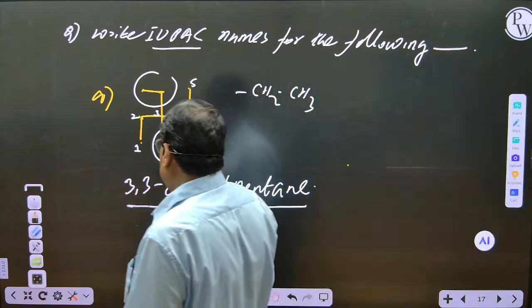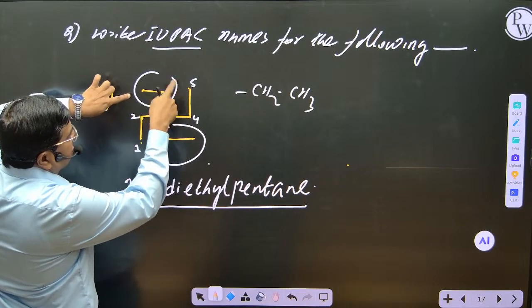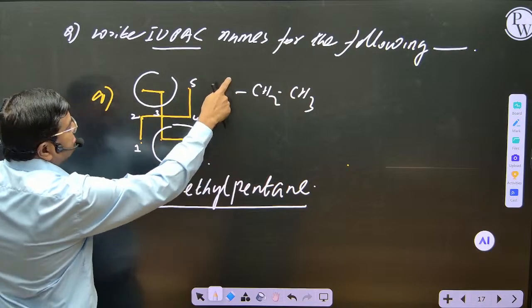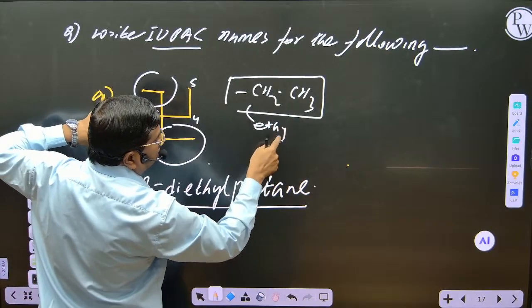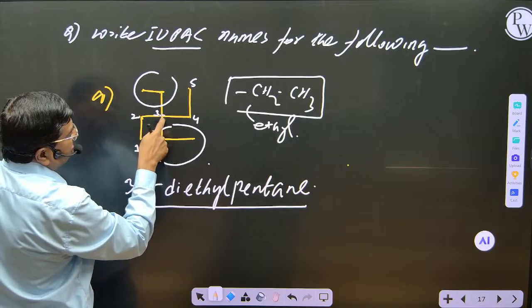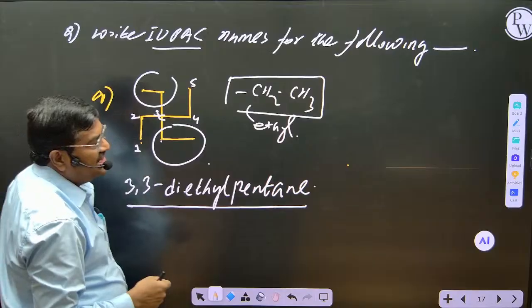Understood, students, all of you? See, I selected the long chain like this. This group is ethyl, students. These two groups are ethyl. For your understanding, I wrote the elaboration of ethyl. Following all of you, this is ethyl. At what carbon is it attached? 3. So I have to mention 3,3-diethylpentane.